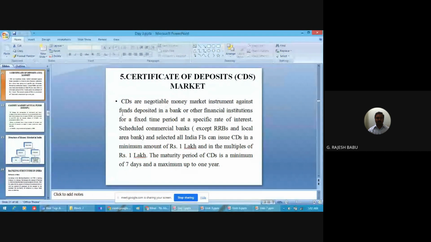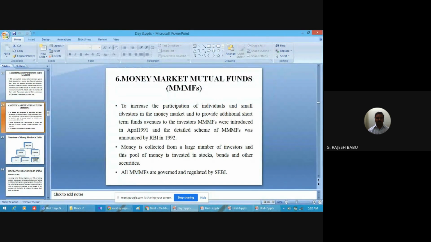The cash reserve ratio and statutory liquid ratio apply to the issue price of certificates of deposit. Next one, money market mutual fund. Money market mutual funds increase the participation of individuals and small investors in the money market and provide additional short-term fund avenues to investors. They were introduced in April 1991, and the detailed scheme was announced by the Reserve Bank of India in 1992.